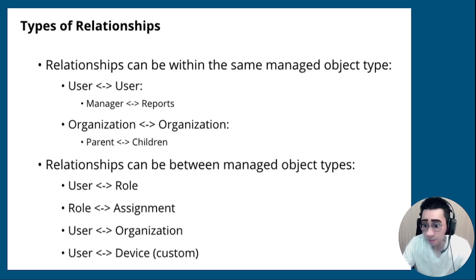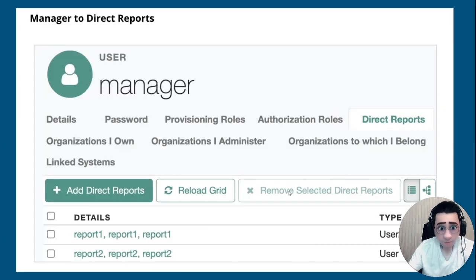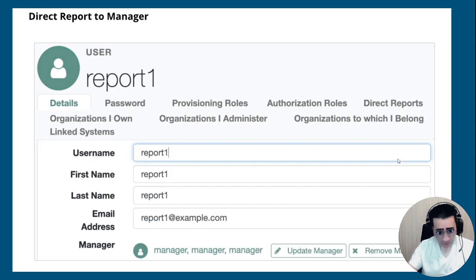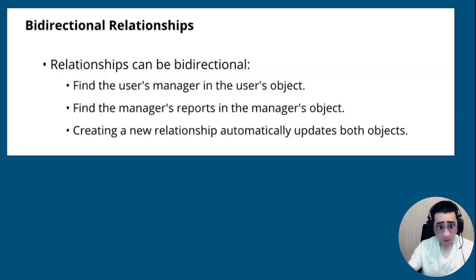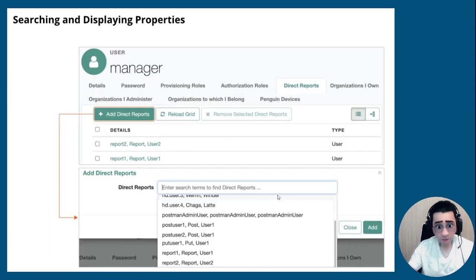You could also make a relationship between the user and some custom object, like a device. So this is the IDM default relationship. You can see the readable title and the relationship between the user and roles. It explained how we update the manager to the direct report and the direct report to the manager. I think I already showed this one before. And this part is about how to search and display the property.